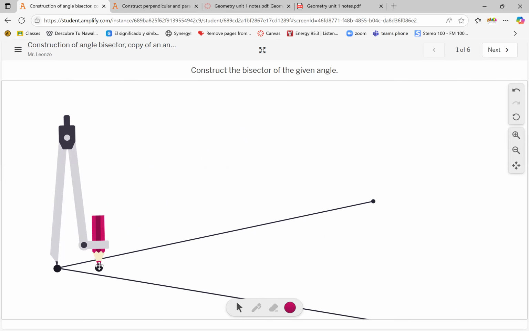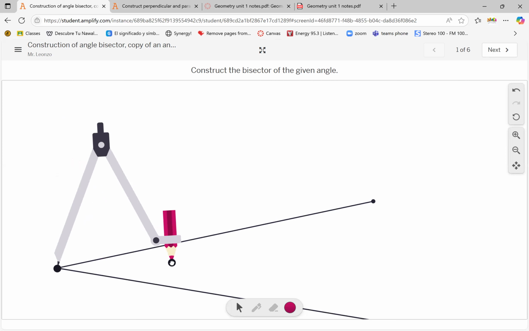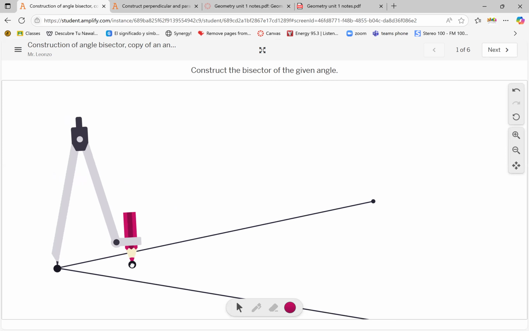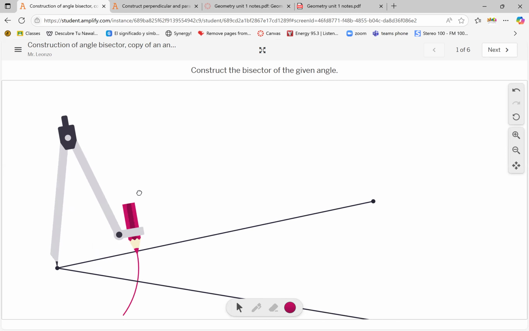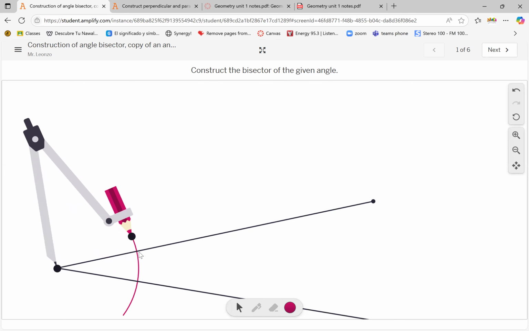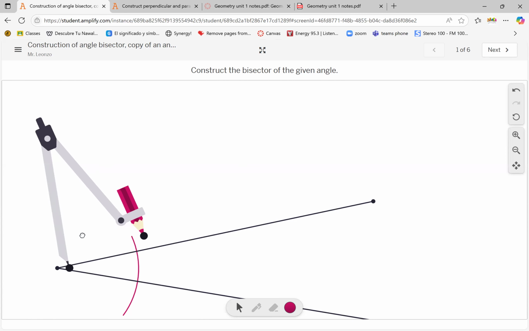Now, how open am I going to have my compass? It doesn't matter, so I'm just going to have it there. All that matters is that the compass is set at the vertex of the angle. And then I'm going to draw an arc that touches both sides of my angle. So I'm going to grab my pencil and draw an arc. How big is it? It doesn't matter. All I cared is that it touches both sides of my angle. Then I'm going to move this.